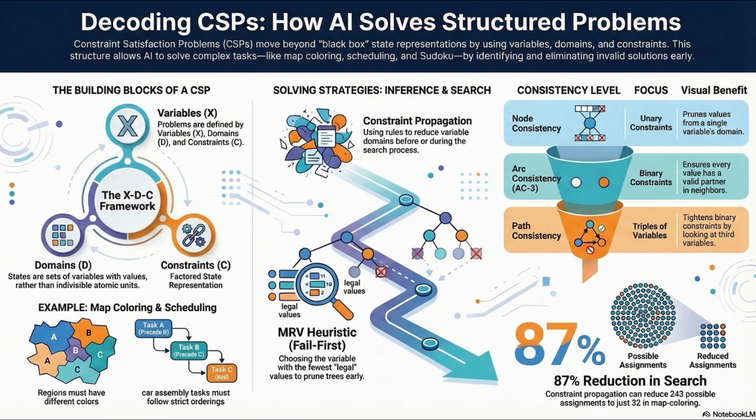Then you have D, which stands for domains. The domain is simply the menu of options available for each variable. In the map example, your domain is just red, green, blue. Got it. The what is the region, the options are the colors, simple enough.